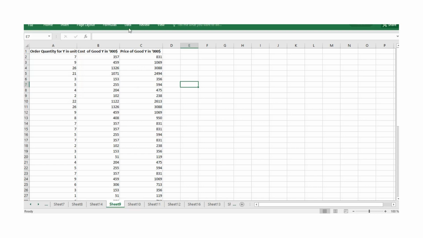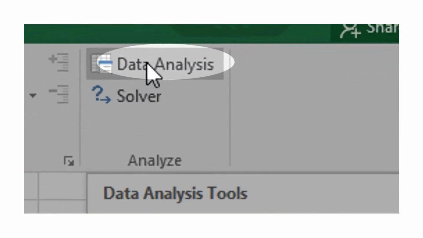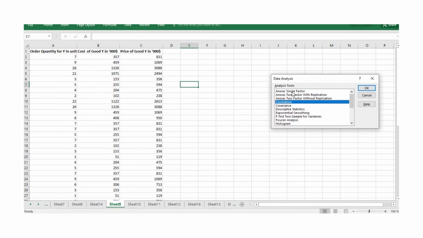In order to do that, we click on data, we look for data analysis, and this is at the top right. We click on it. So you can see there's a dialog box. We have different forms of analysis, but we are interested in the correlation. So we click on correlation and we click OK.